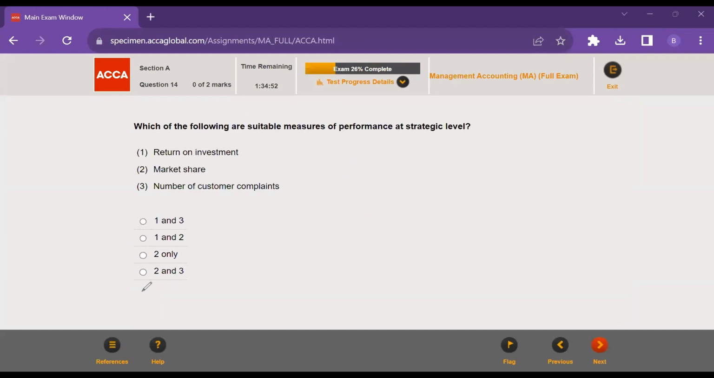Which of the following are suitable measures of performance at strategic level? So return on investment, definitely yes. This is something that the strategic level managers look at. Market share, definitely yes. Number of customer complaints is a rather lower level management sort of a thing. It's at the operational level and not at the strategic level.